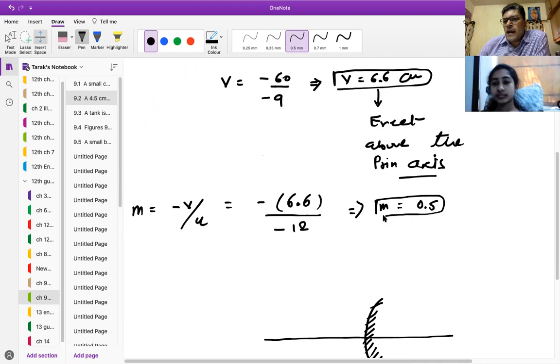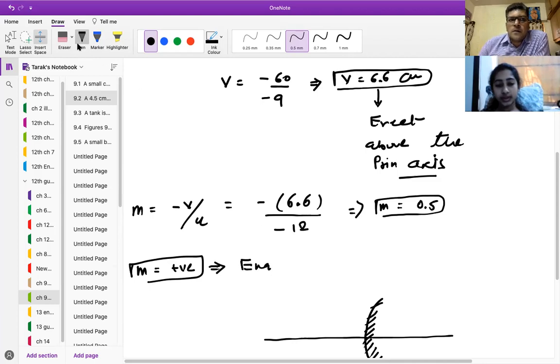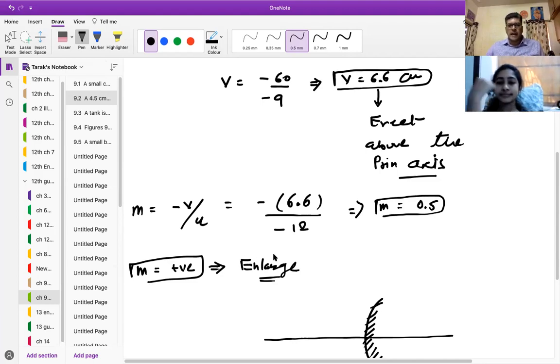It is not greater than 1, but it is having a positive value. So my m is positive, which means my image is erect, but it is diminished, not that much large. Right, okay. Chalo bhai, 9.3.